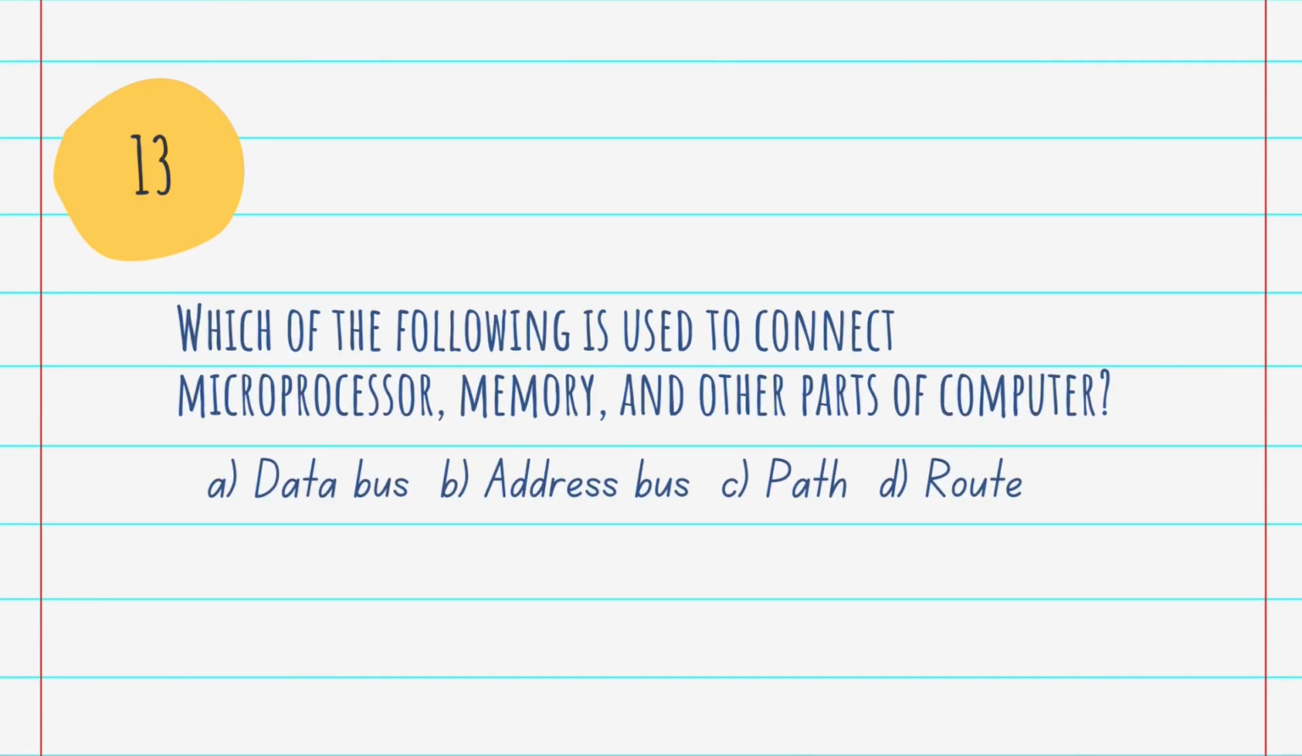Question number 13. Which of the following is used to connect microprocessor, memory and other parts of computer? A. Data bus, B. Address bus, C. Path, D. Route. And the answer is B. Address bus. The address bus is unidirectional. As we know, it is made up of a collection of wires connecting the CPU with the main memory that is used to identify particular locations, that is addresses, in main memory. Address bus is concerned with passing an address one way from the CPU to the RAM, so the answer is address bus.